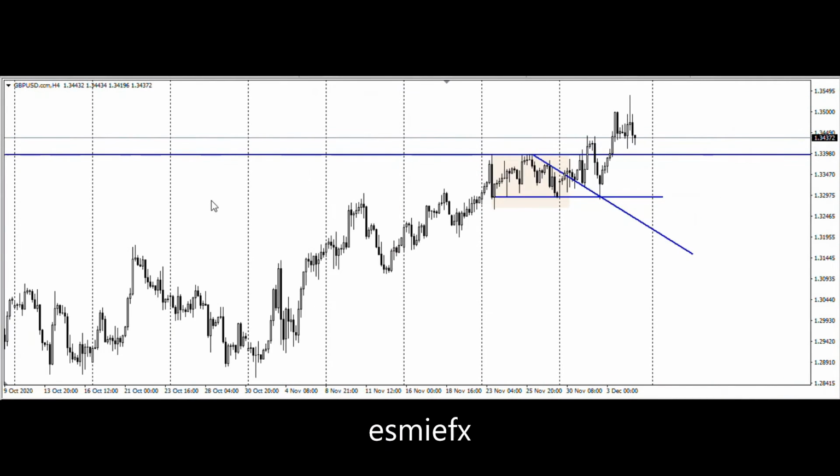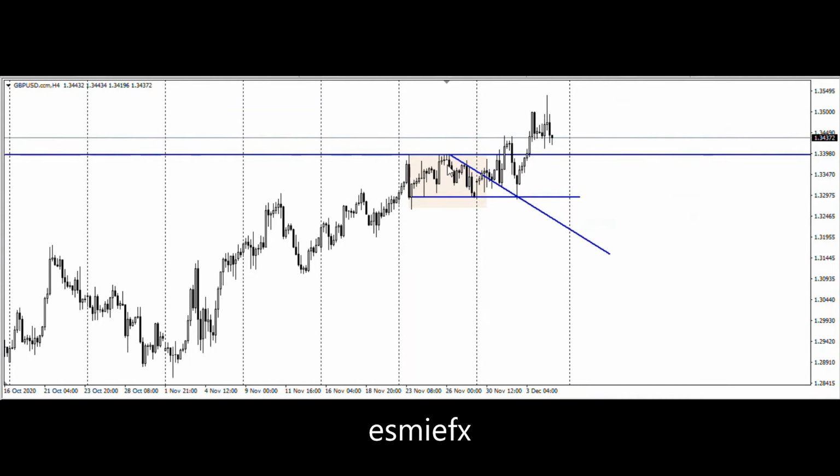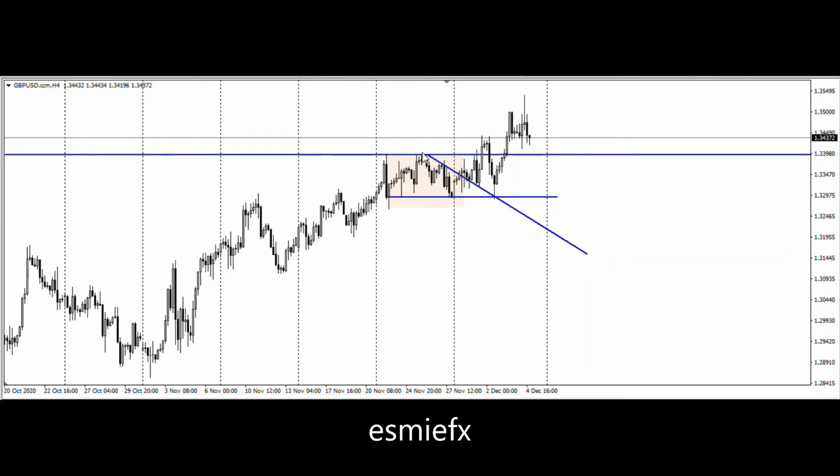GBPUSD. This was the trend line that I drew last week because it was the high, lower high. But if you look at it, actually it was trading in a range. And this is the low.